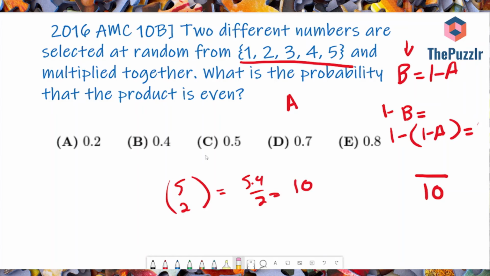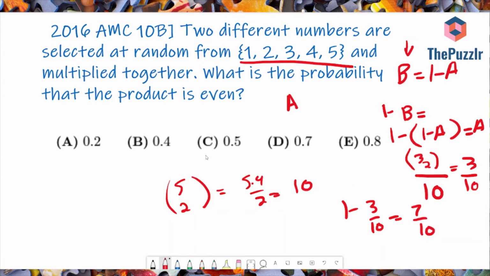So for both of them to be odd, there's 3 odd numbers, and we are allowed to choose any 2 of those odd numbers. So that would be 3 choose 2, or 3 over 10. So there's a 3 over 10 chance that the product is going to be odd. Subtract that from 1 to get the probability that the product is going to be even, or 7 over 10, which is 0.7.